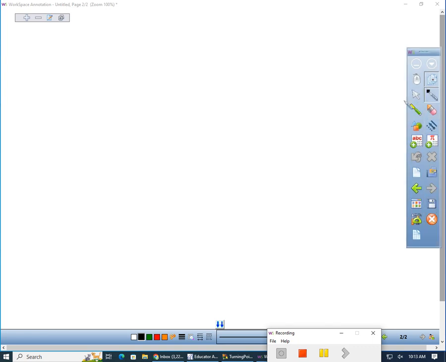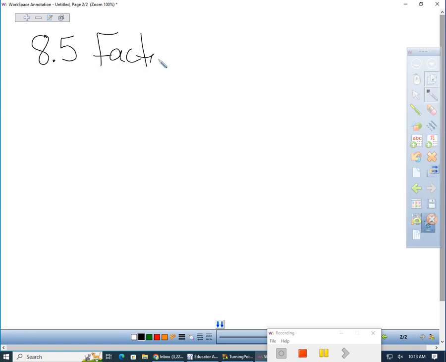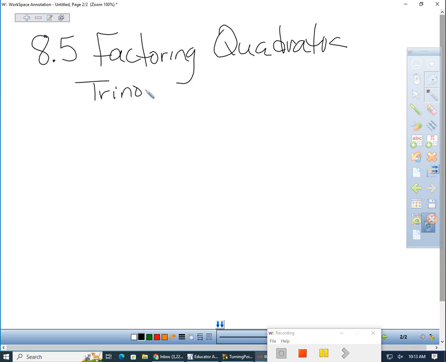All right, so today we are moving on to 8.5. And today's lesson is about factoring quadratic trinomials when a equals 1. So first of all, it is very, very specific today.